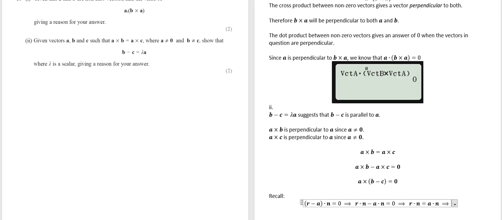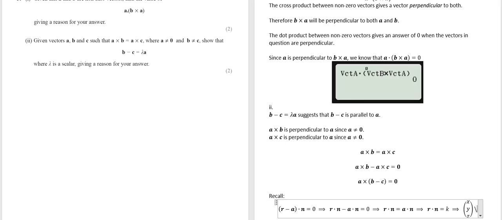Because once you've got a dot n on the right hand side, if a is a known vector and n is a known vector, then a dot n is just going to give some scalar, call it k. And then if you want to, you can go from here straight to the x, y, z dotted with n, potentially being a vector with values p, q, and r.